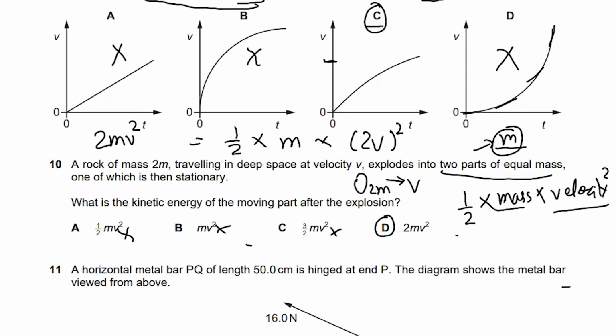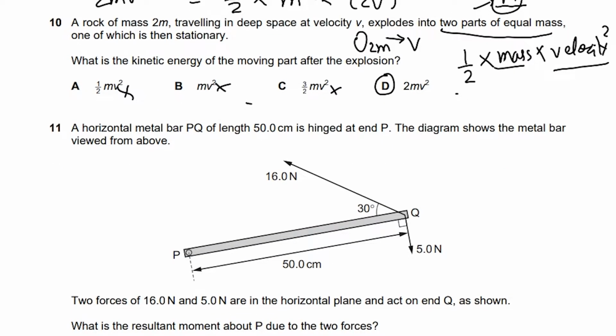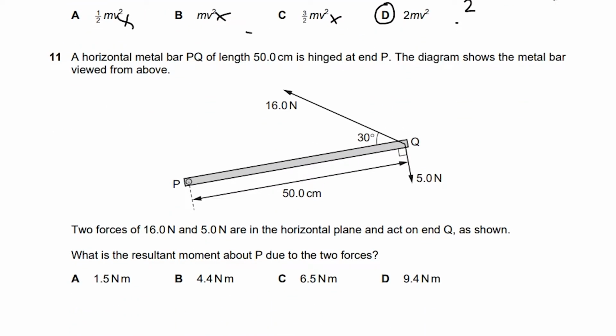Let's check question number 11. A horizontal metal bar PQ of length 50 cm is hinged at P. The diagram shows the metal bar viewed from above. Two forces of 16 Newton and 5 Newton are in the horizontal plane and act on end Q as shown. What is the resultant moment about P due to the two forces?